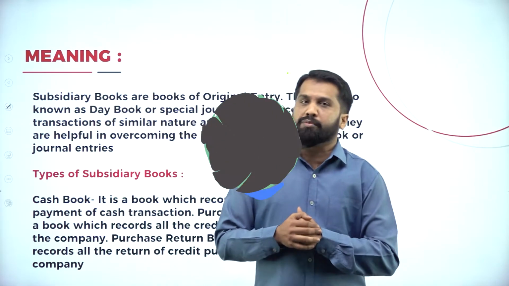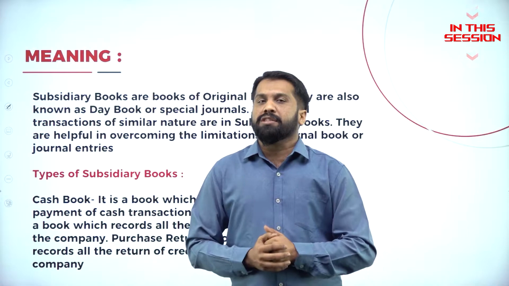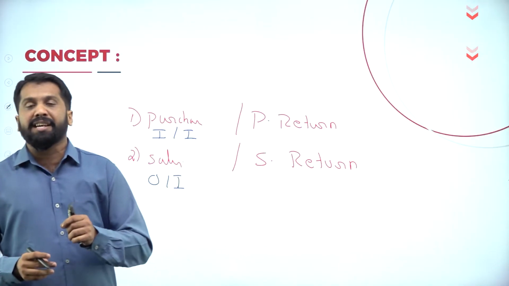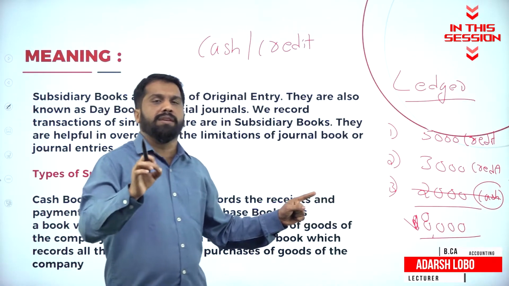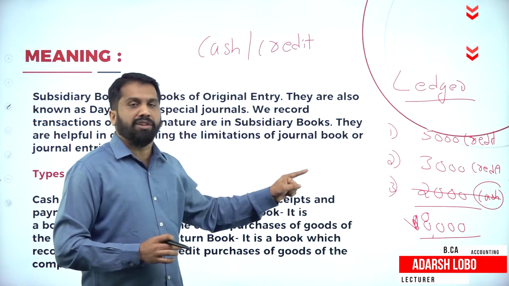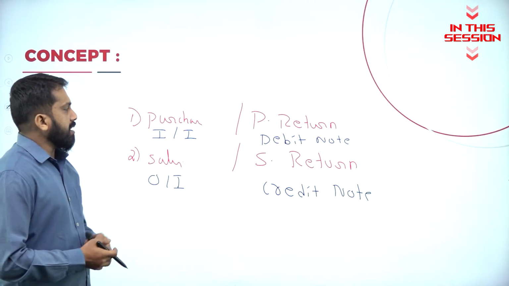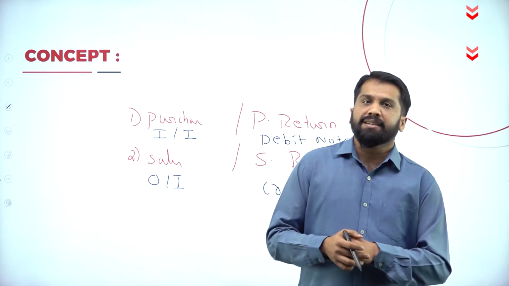In the ledger account, we will get what is the total sales and what is the total purchases. For purchases, we always go for inward invoice number. In subsidiary, clearly you will get to know how much cash has to be collected from customer. For purchase return, it is debit note, and sales return, it is credit note.